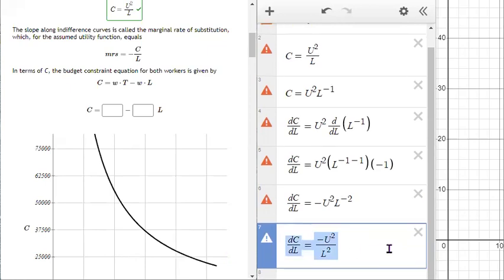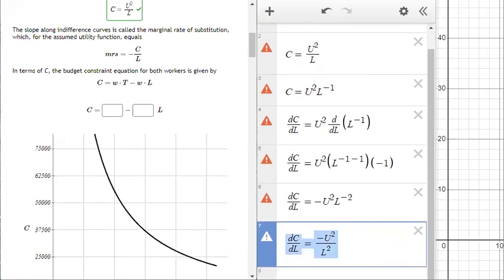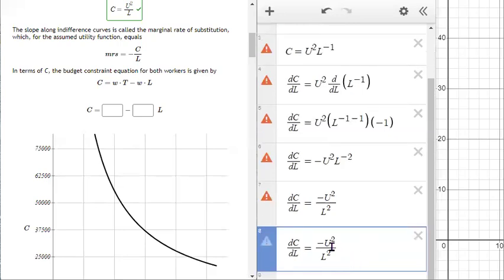Okay, the next thing I want to do here is replace U with what it equals. What does U equal? U equals the square root of C times L, right? Now I've got the square root. This right here is U, right? That right there is U.